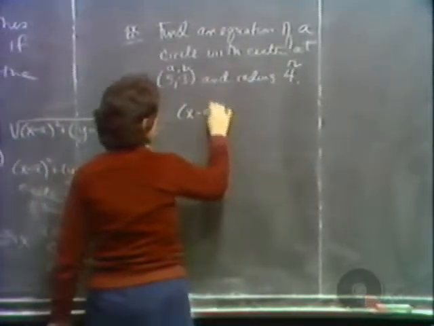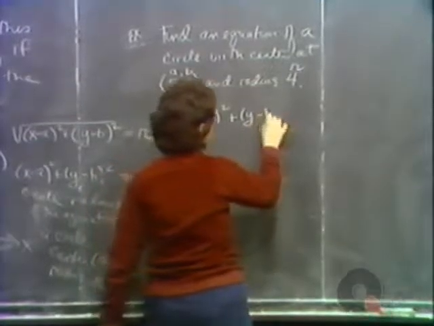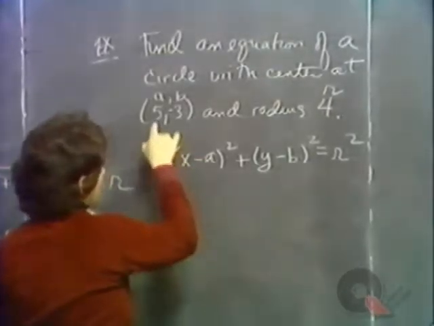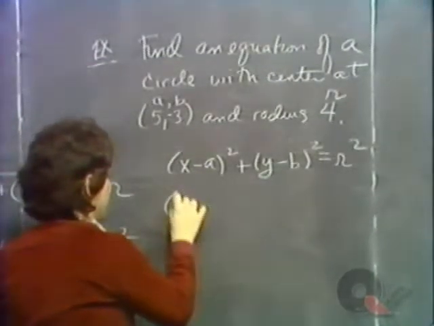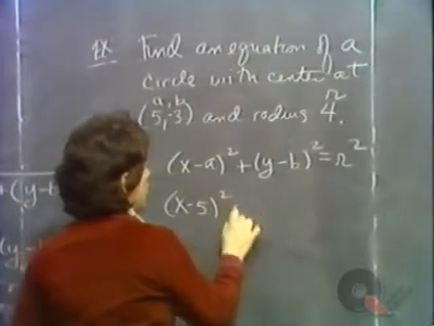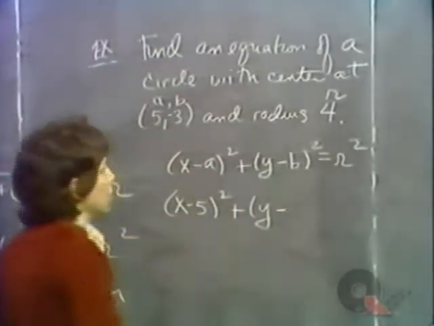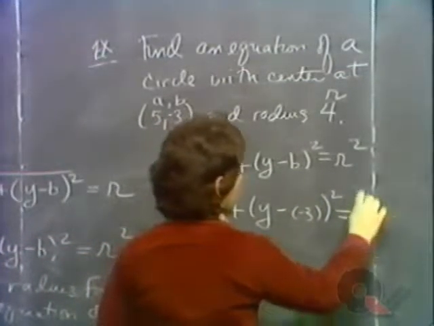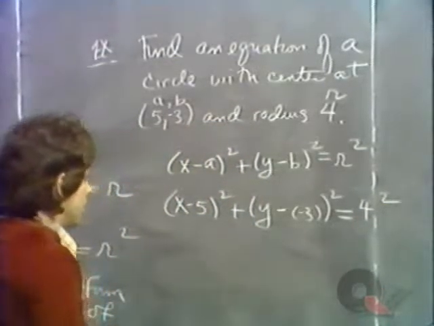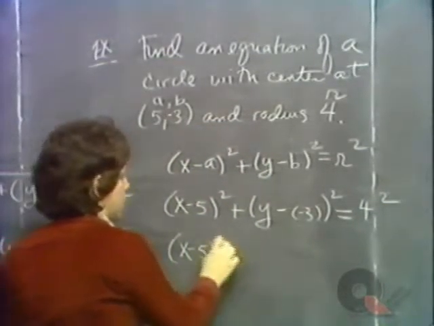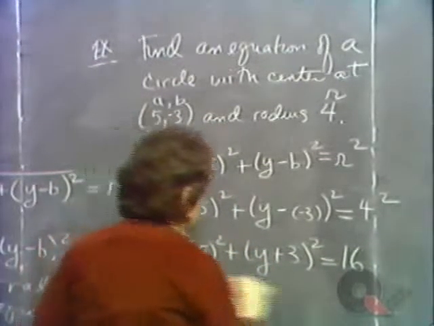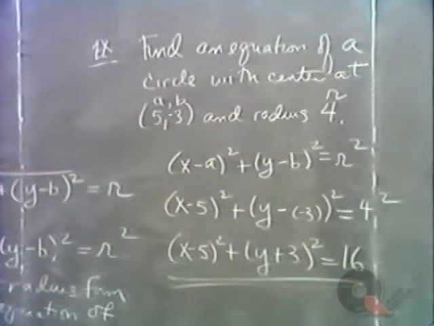You just write down immediately the equation of the circle is (x - a)² + (y - b)² = r². That is x minus the x-coordinate of the center, (x - 5)², plus y minus the y-coordinate of the center, (y - (-3))², equals r², or 4², giving us (x - 5)² + (y + 3)² = 16. Here we have the equation of the circle, center at (5, -3), radius 4.